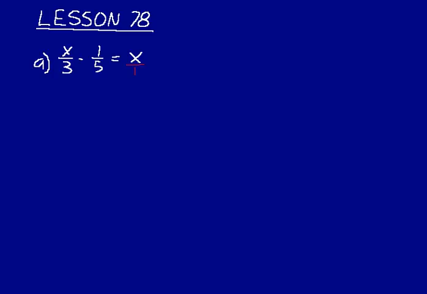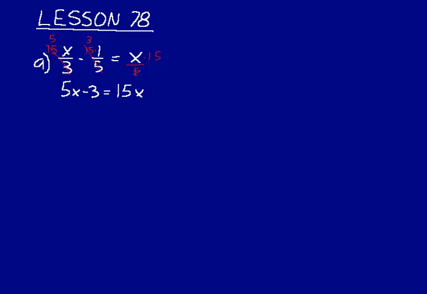And we multiply every term by 15. And what that is going to do for us is get rid of the denominator. So look at that first term. 15 over 3 will simplify to 5. 15 over 5 will simplify to 3. And then 15 over 1 just simplifies to 15. Now we don't have any fractions left. We just simplify this to 5x minus 3 is equal to 15x.